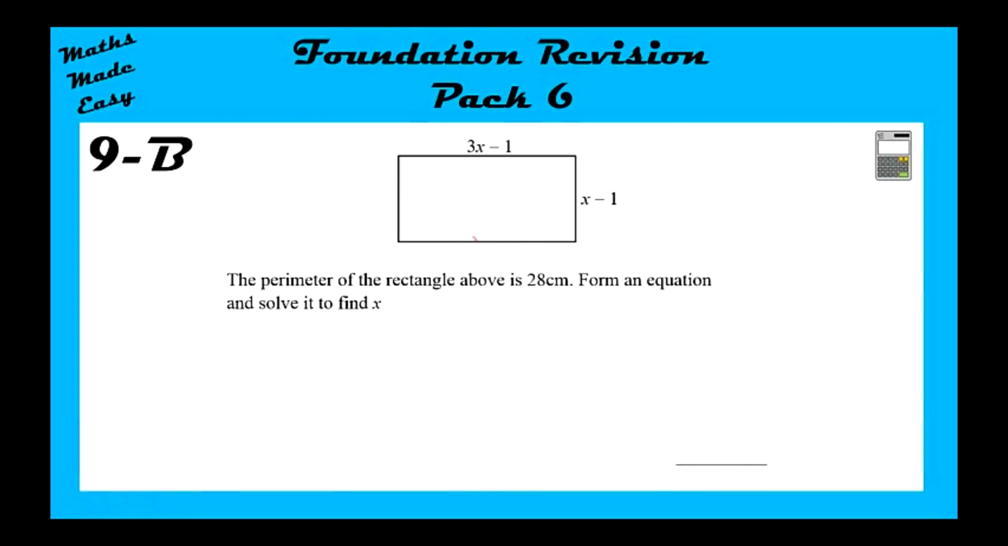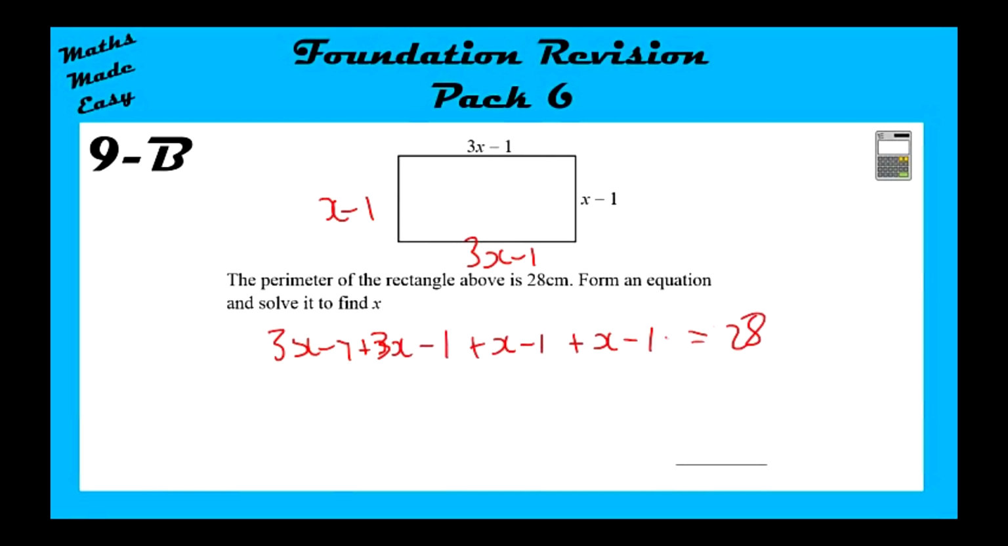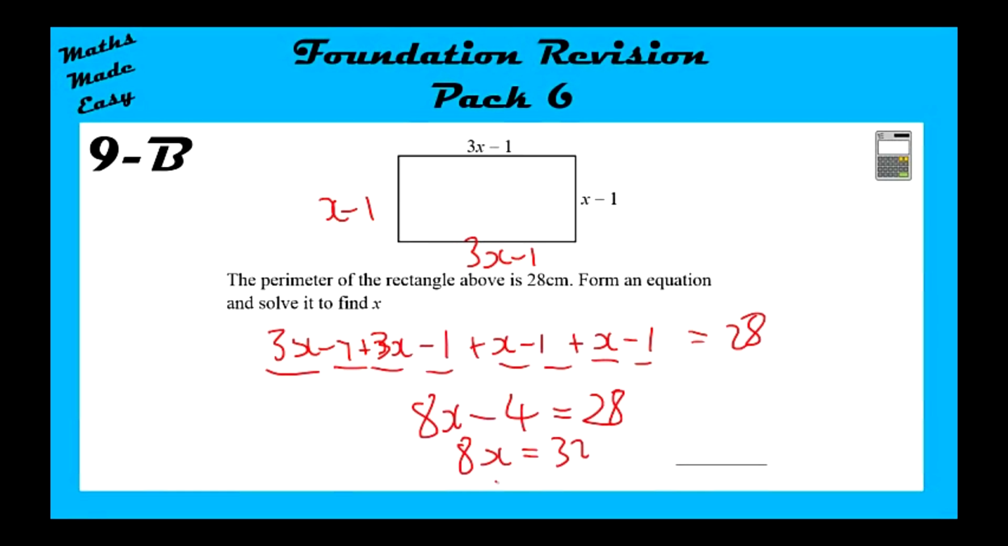Question 9b, in a similar way, we've got 3x take away 1, x take away 1, so if we have 3x take 1, plus another 3x take 1, plus x take 1, plus x take 1, all of that must come to 28. We've got 3x, 3x, x, and x, that's 8x, minus 1, minus 1, minus 1, minus 1, let's subtract 4 altogether, equals 28. To solve this, add 4 to both sides, and you get 32, and then finally divide by 8, and you'll get x equals 4 as your solution.